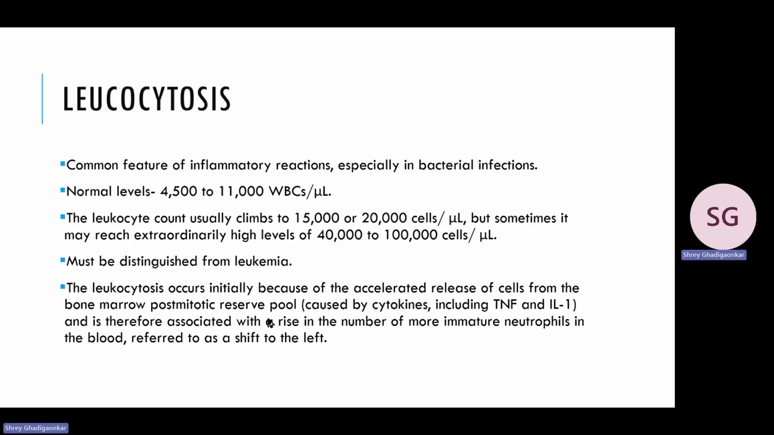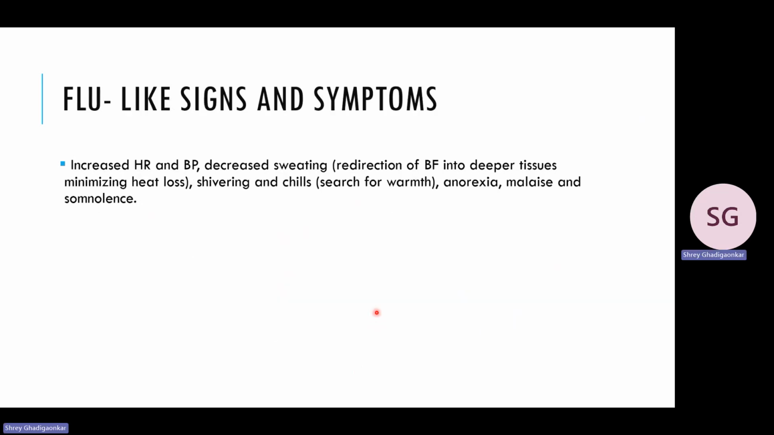One important point is that certain infections are associated with a decreased number of circulating white cells, and this is what is known as leukopenia. You also have flu-like signs and symptoms. These are usually the most common signs when someone has any kind of inflammation. And these usually involve increased heart rate and blood pressure, decreased sweating, shivering and chills, as a means to increase body warmth. You also have anorexia, which is decreased appetite. You have malaise, which is fatigue and somnolence.